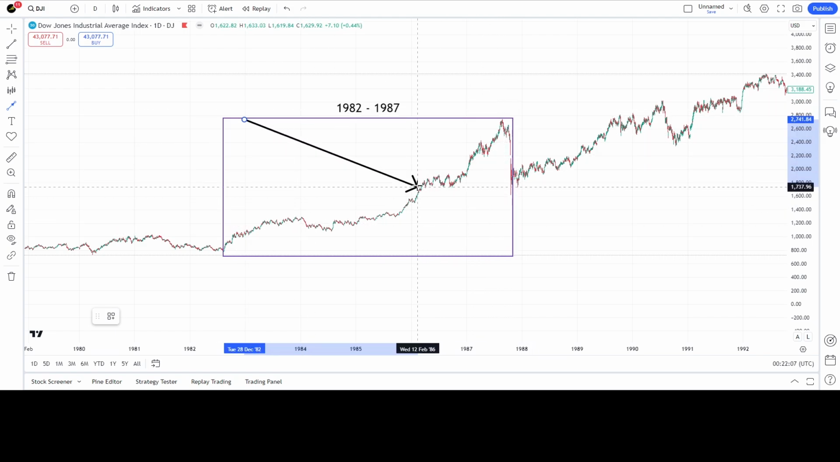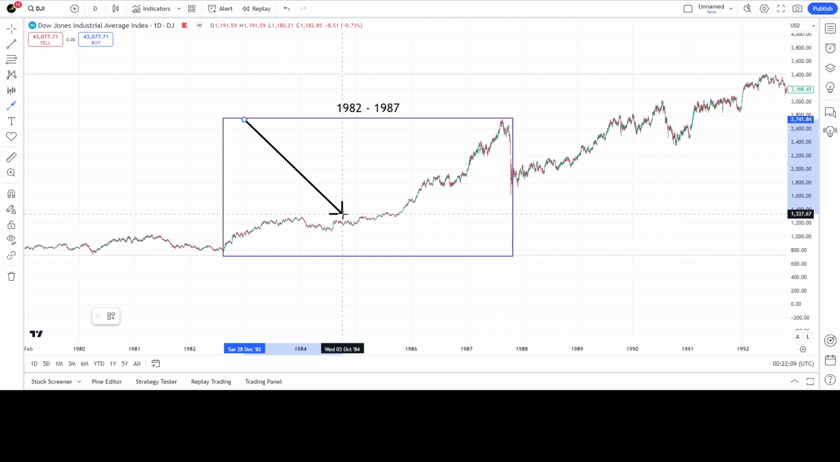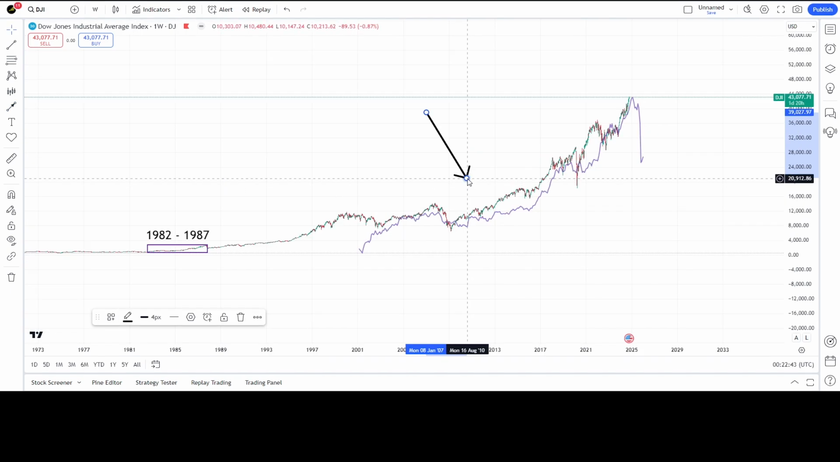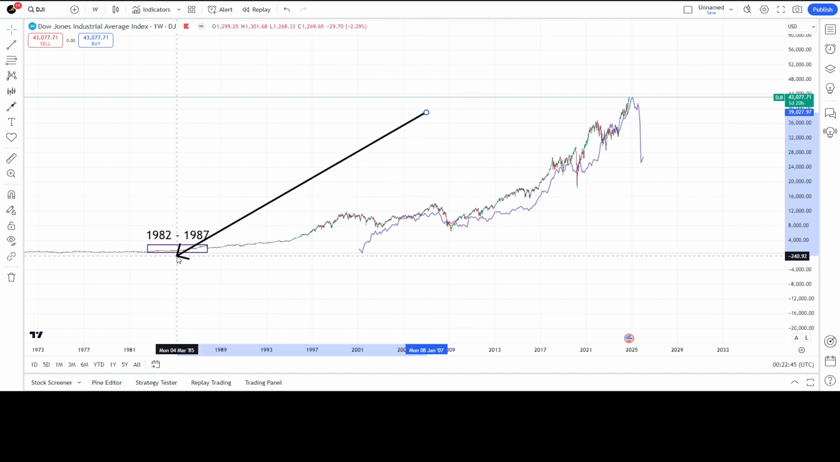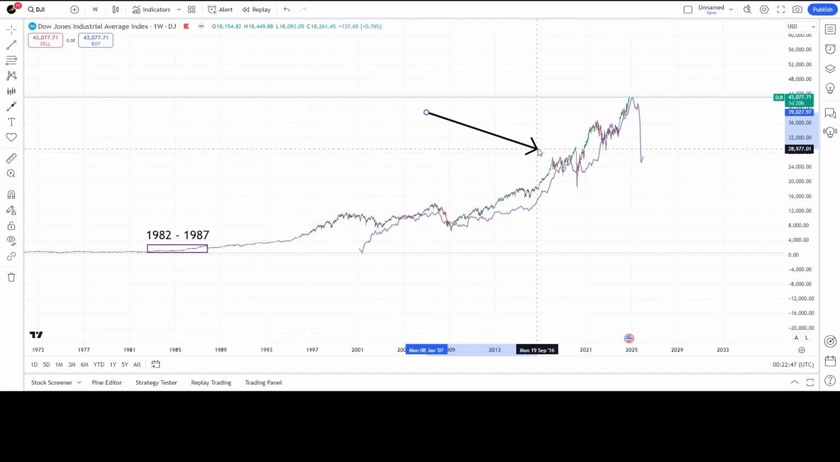So what I'd like to do with this structure is copy and paste it onto today's chart, and we'll compare what happened between 1982 and 1987 to what is taking place on today's chart. Okay, so here is this fractal stretched out quite a bit larger. So I'm on a week candle. I was on a day candle previously. As you can see, while there are some differences here and there, the basic idea is playing out once again.